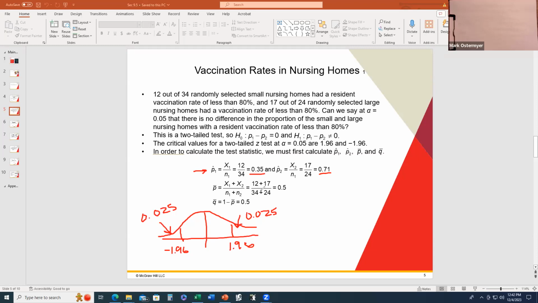P bar is needed for the test statistic, which is the sum of X1 and X2 divided by the sum of the sample sizes. 0.5 is P bar, so Q bar would be 1 minus 0.5, or also 0.5. Okay, so there you go. We're going to need all that information to put it into our test statistic value.